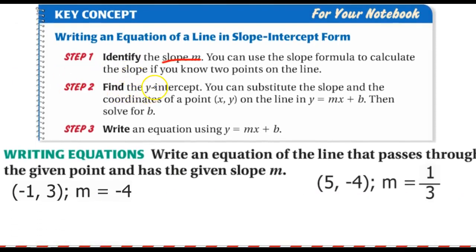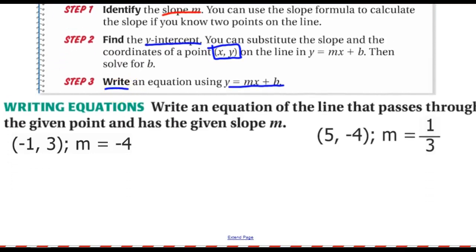Then we're going to find the y-intercept. So we find the y-intercept by substituting the slope and the coordinates x and y on the line into y equals mx plus b, and then we can solve for b. Finally, 3, we're going to write the equation using y equals mx plus b.